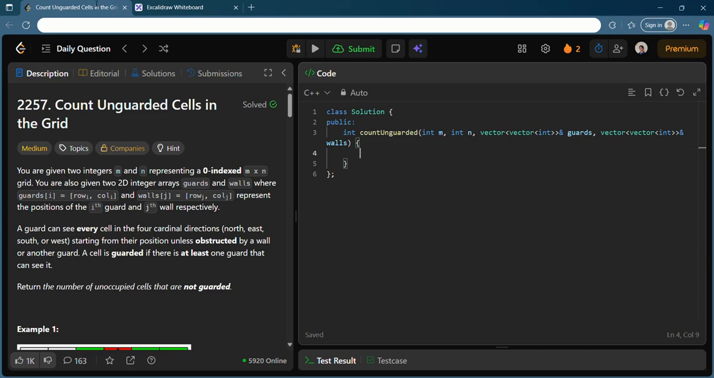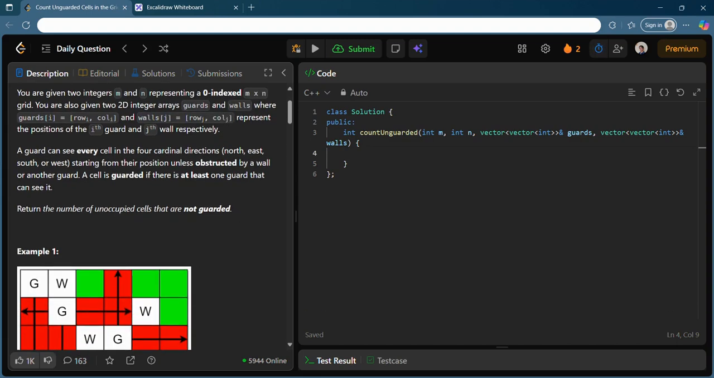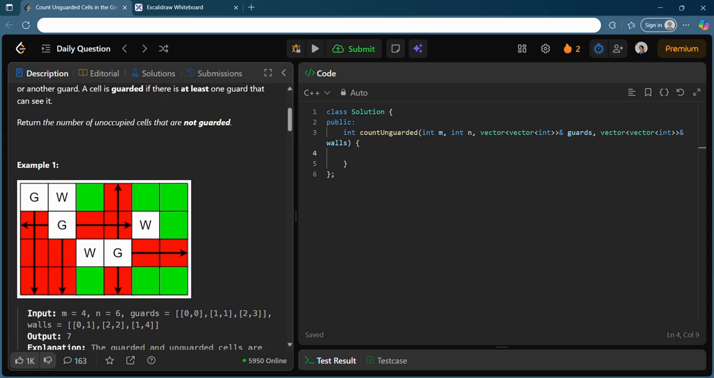You are given an m cross n grid, okay, and now the grid itself you are not given, but you are just told that it has dimensions m and n, given as integers. And you are given a vector of pairs guards which will tell you which are the coordinates where the guards are present and which are the coordinates where the walls are present in the particular grid. Okay, so basically you will be given something like this. You will only be given the coordinates of the guards.